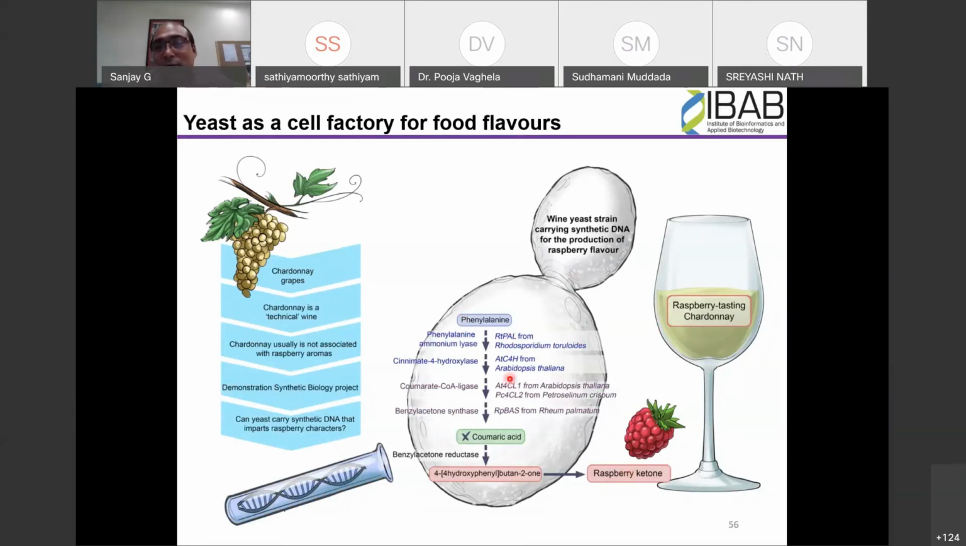So all one has to do is to know that yeast has this pathway of converting phenylalanine into fumaric acid. All you have to do is to clone a couple of enzymes which make this ketone, and you put this recombinant yeast in the grape juice, and the wine that comes out now has a flavor or a smell of raspberry. So these are applications of synthetic biology for useful purposes.